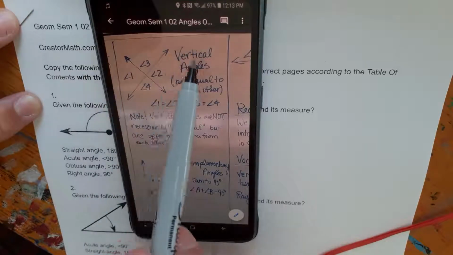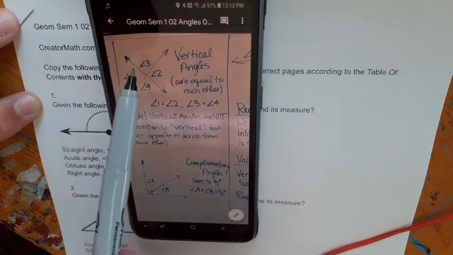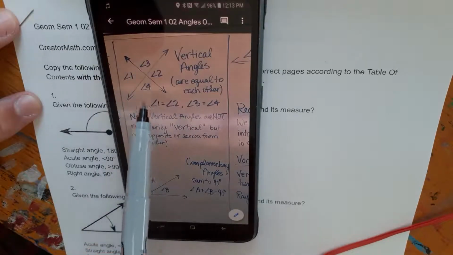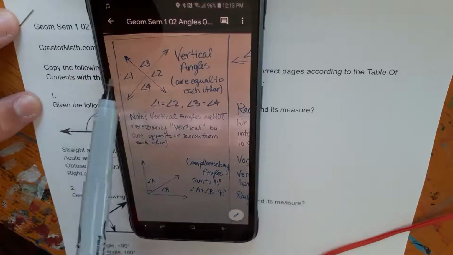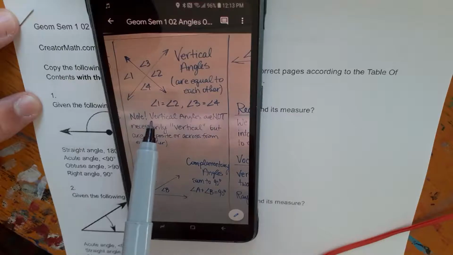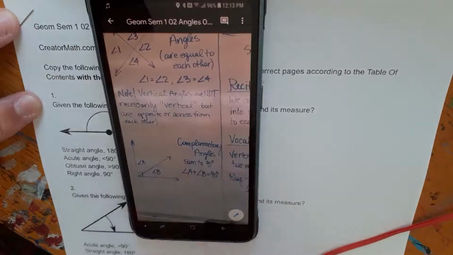And I never liked the name vertical angles because students' brains are thinking up and down. And actually, angle 3 and angle 4 are vertical angles, but the name actually means across from each other. So if you draw an intersection, 1, 2, 3, 4 angles are created. The angles across from each other are equal, and they're called vertical angles, even though they may actually be horizontal from each other. See if you can digest all that.